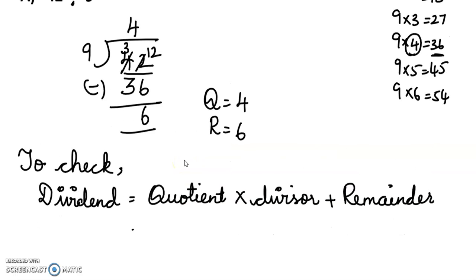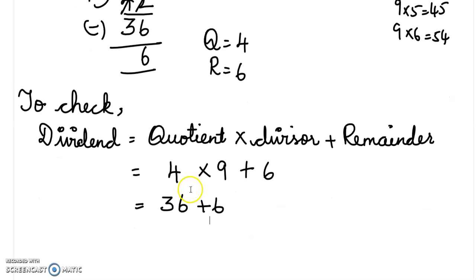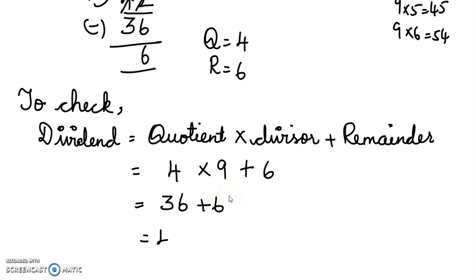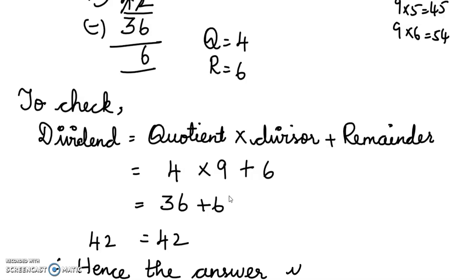So, what is quotient here? Quotient is 4. Then divisor is 9 plus remainder is 6. So, 4 into 9, 4 nines are 36, plus 6. So, 36 plus 6, 42. So what is dividend? Dividend also 42. So therefore, hence the answer is correct.